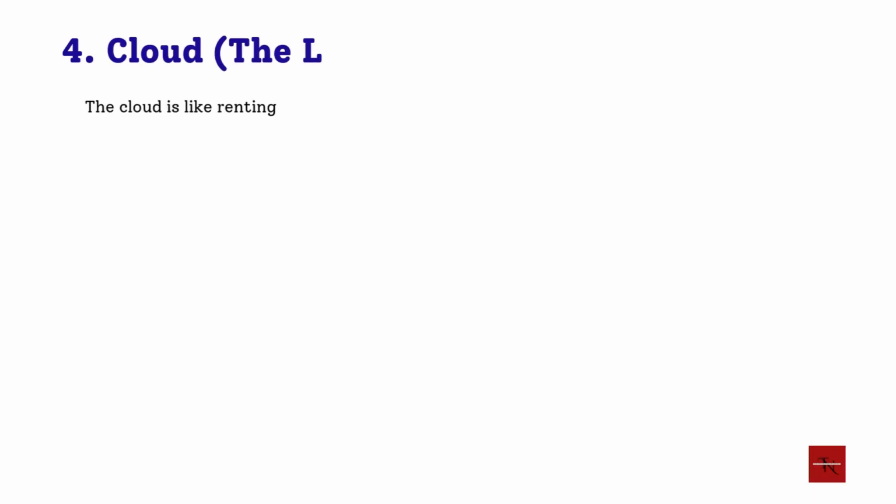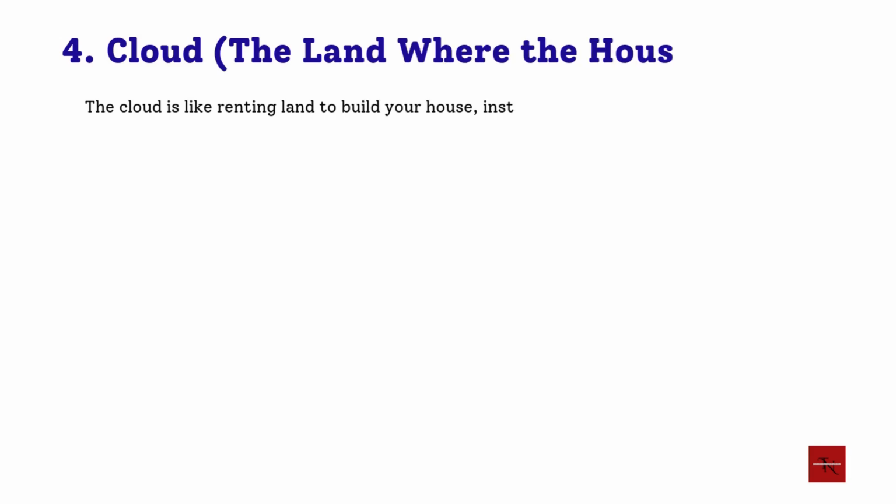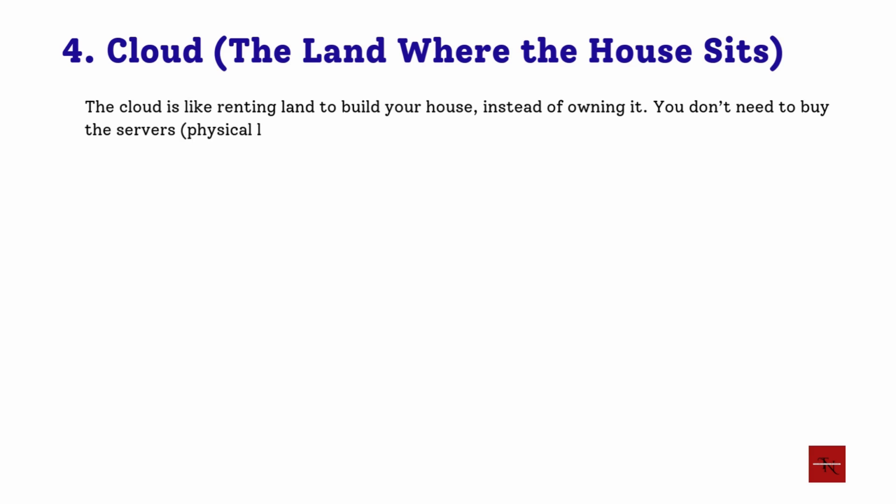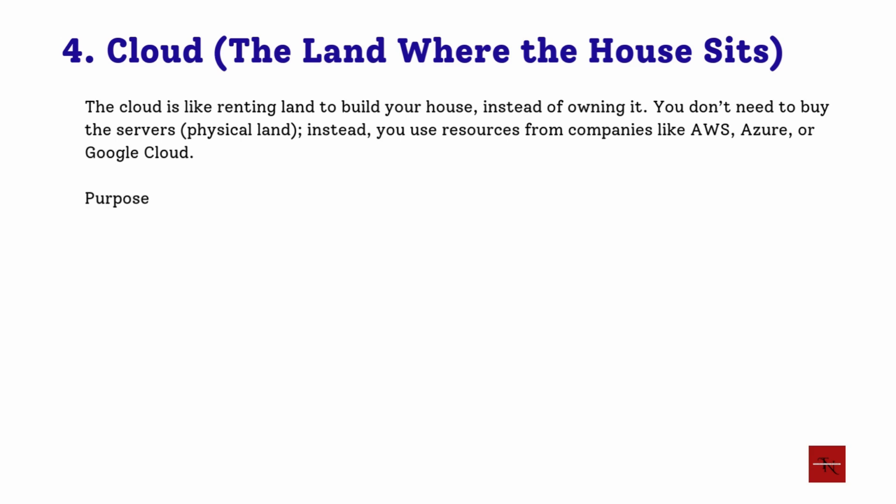are added. What is cloud? The cloud is like renting land to build your house. Instead of owning it, you don't need to buy the servers. Instead, you use resources from companies like AWS, Azure, or Google Cloud. What is the purpose of that? They offer on-demand storage, servers, and tools so you can scale and manage apps without owning hardware.